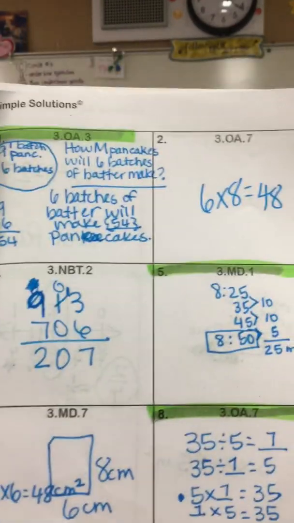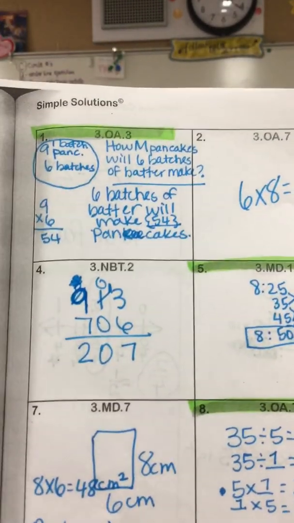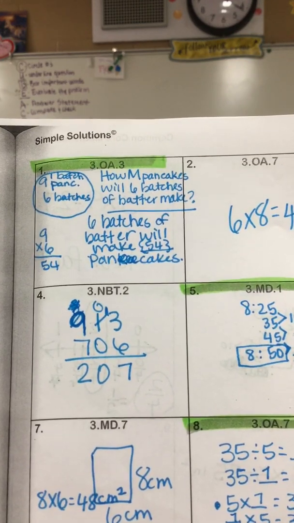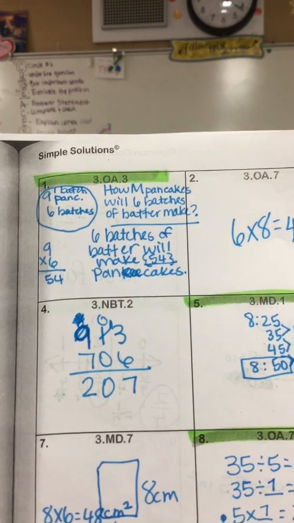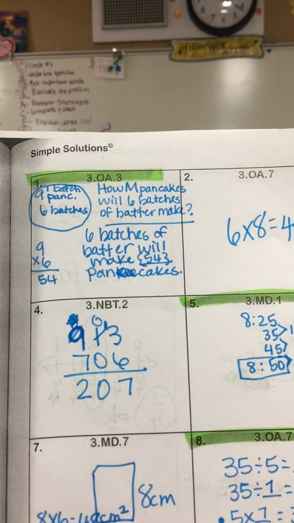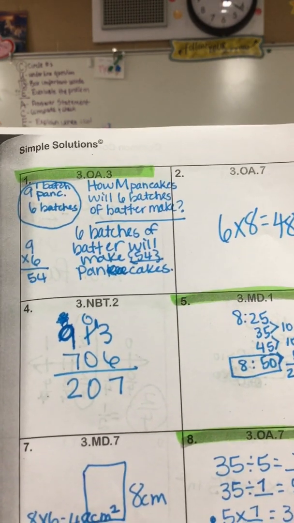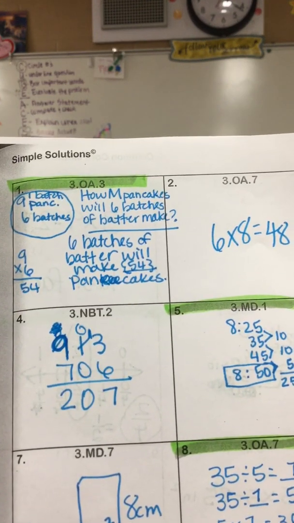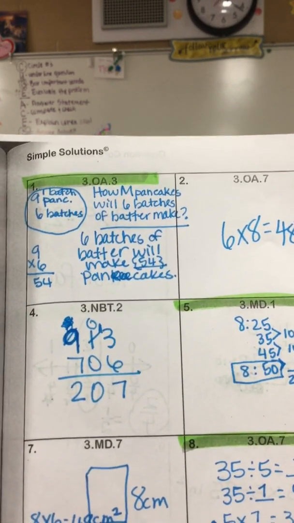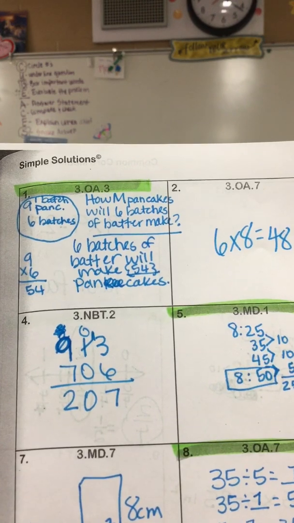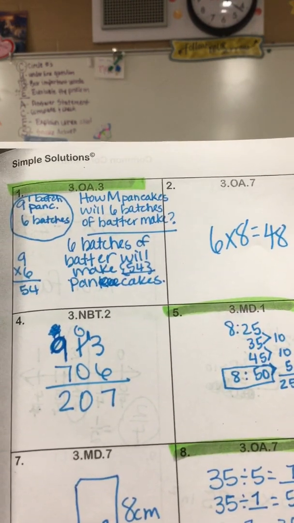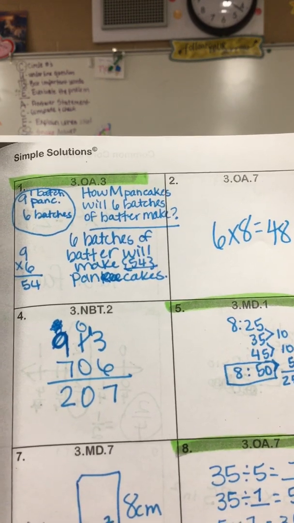This is actually one of the full-blown Cuban aces. How many pancakes will 6 batches of batter make? One batch equals 9 pancakes, and there are 6 batches. The important word is each: each batch makes 9 pancakes. So that would be 6 batches, and they would know to multiply with the word each.